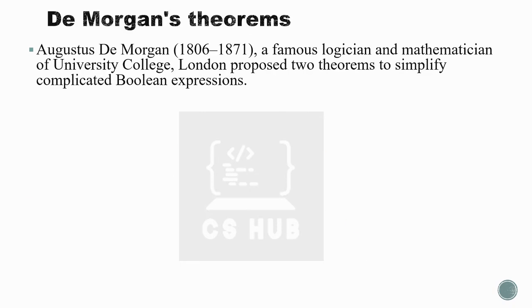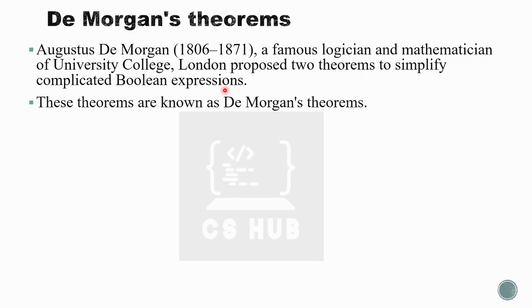Next, Augustus De Morgan. The last theorem is De Morgan's theorem. De Morgan's theorem is a very important theorem. Augustus De Morgan, a famous logician and mathematician of University College London, proposed two theorems to simplify complicated Boolean expressions. These theorems are widely used in the simplification of Boolean expressions.